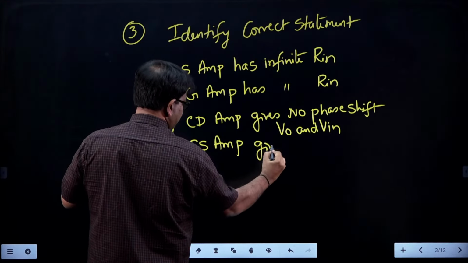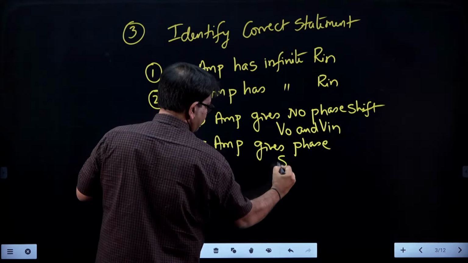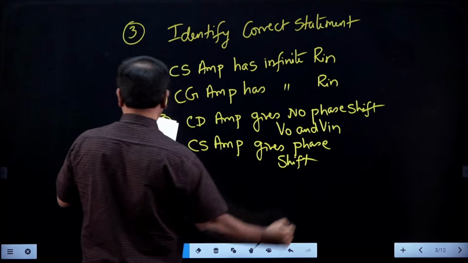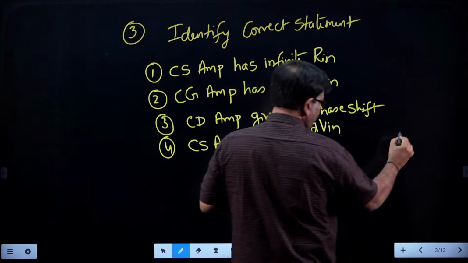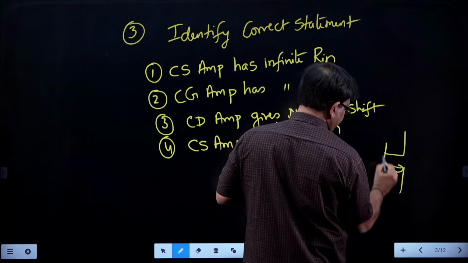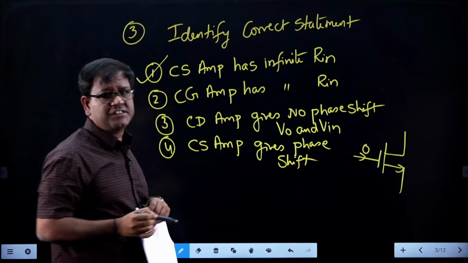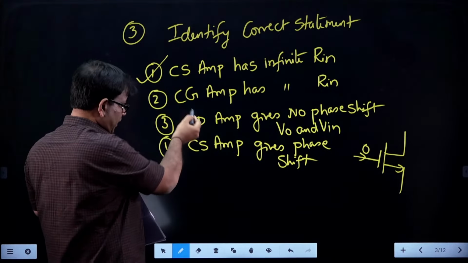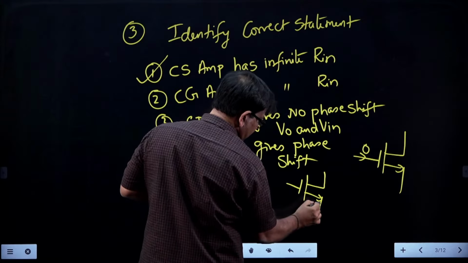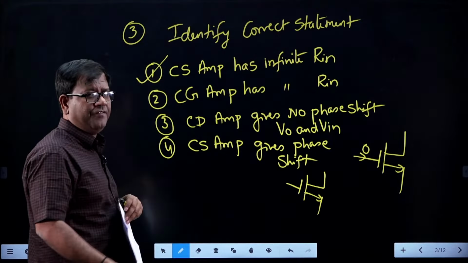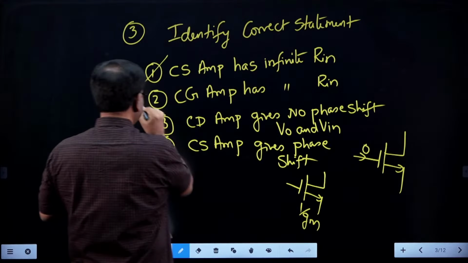So, this is the question. Okay. So, common source amplifier, if you see the input is given at the gate terminal where the current is 0. So, if the current is 0, the resistance is infinite. Common gate amplifier input is at source. So, at source terminal there is some current. So, there will be a finite input resistance 1 by Gm. So, this option is wrong.